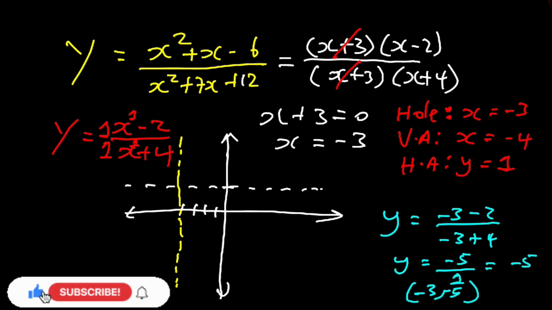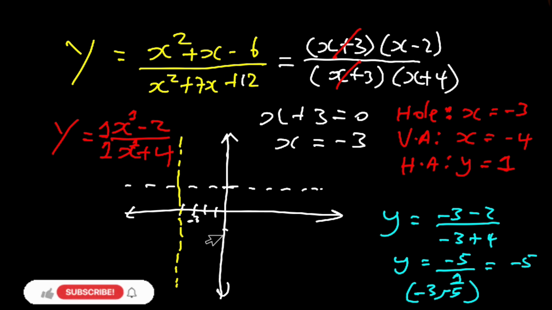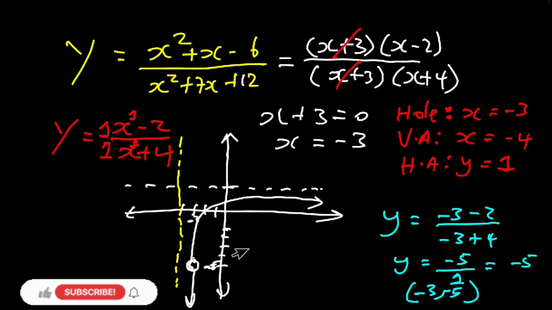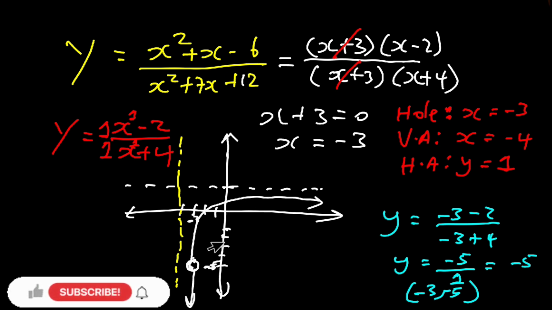Now let's locate it on the graph. So -3 is, we have 1, 2, 3. So here is -3. And then -5 is down here. I have 1, 2, 3, 4, 5. So here is -5. Now here is the hole. So this is the hole. Actually, this is how this graph is going to look, since the hole is at the bottom right hand side of the vertical asymptote. But then let's just confirm.